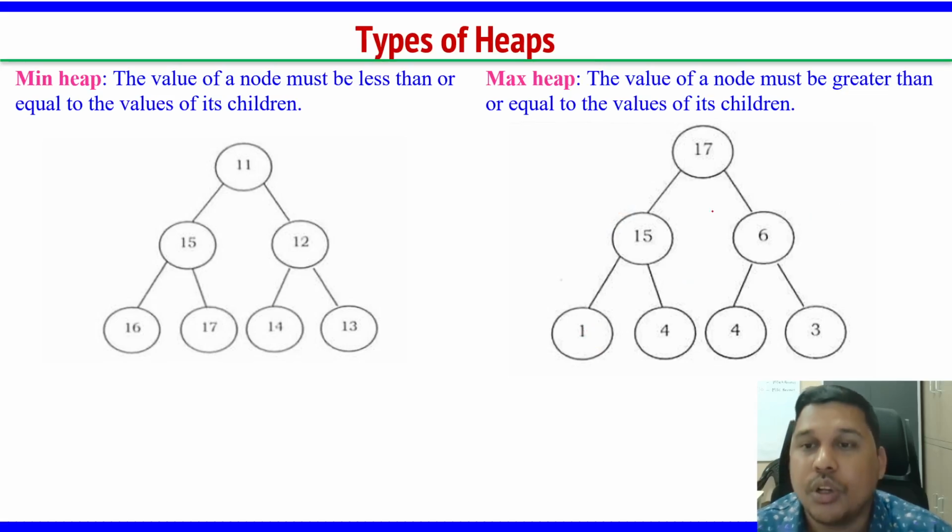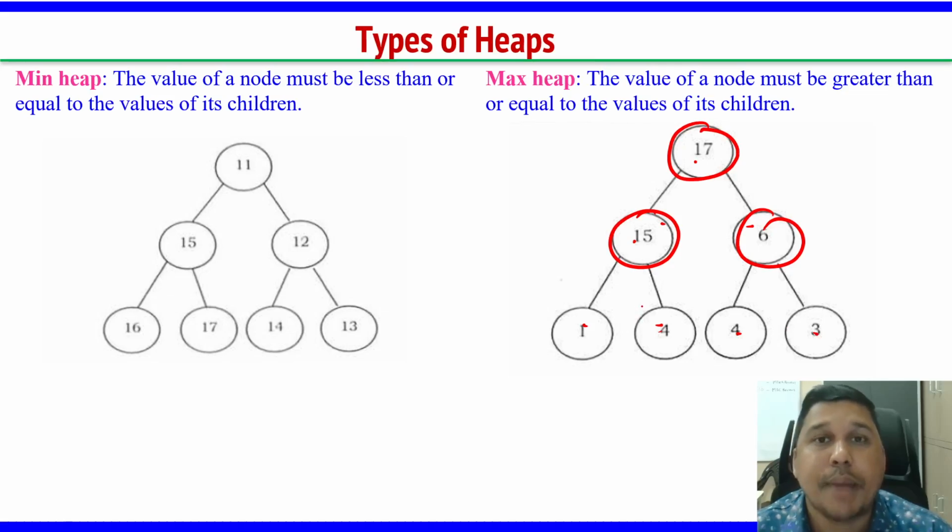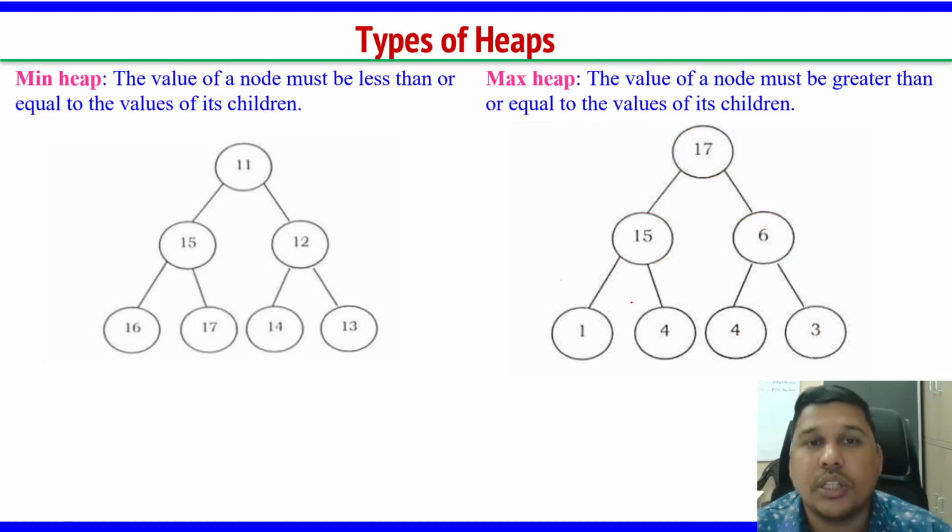Okay. So, the root node is the maximum element, and this should be greater than both its child elements. So, 15 should be greater than both its child elements. 6 is greater than both 4 and 3. This is your max heap and min heap. So, in the whole course we will be talking about max heap.